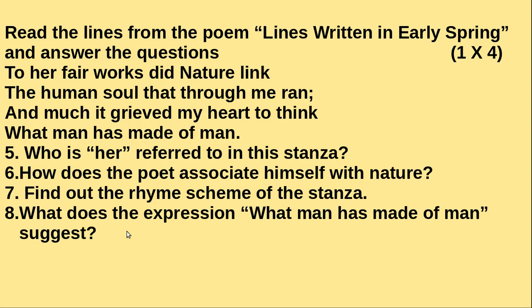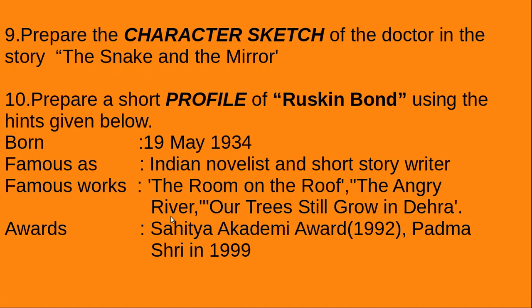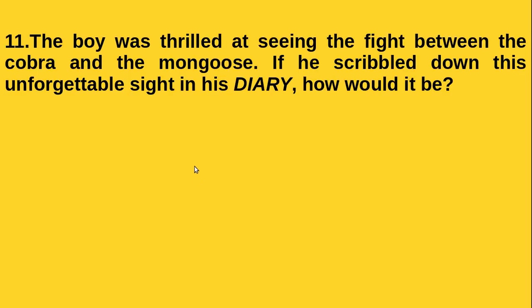Okay. Now next one, you can expect any of the discourses. Here, prepare the character sketch of the doctor in the story The Snake and the Mirror. I think we have already processed the character sketch of the boy, so you can do it yourself, right? Next, the profile of Ruskin Bond, you can do it yourself. And next, the boy was thrilled at seeing the fight between the cobra and the mongoose. His diary is there. You can write it yourself because we have processed it.